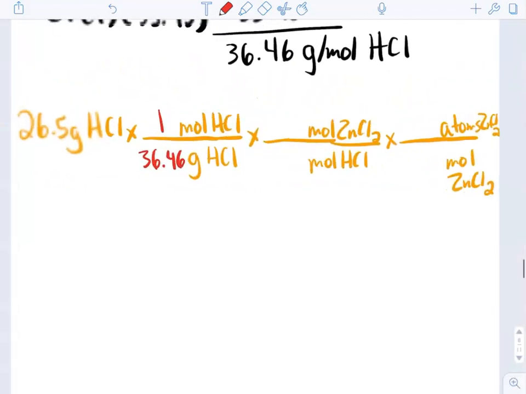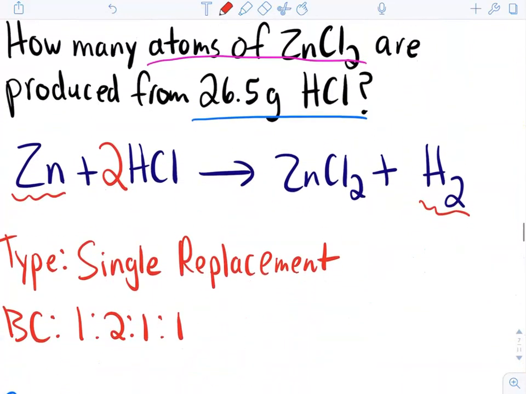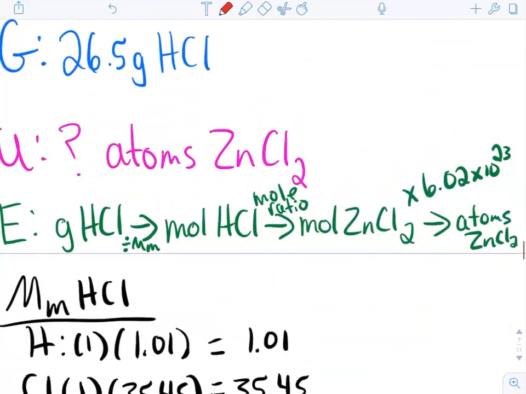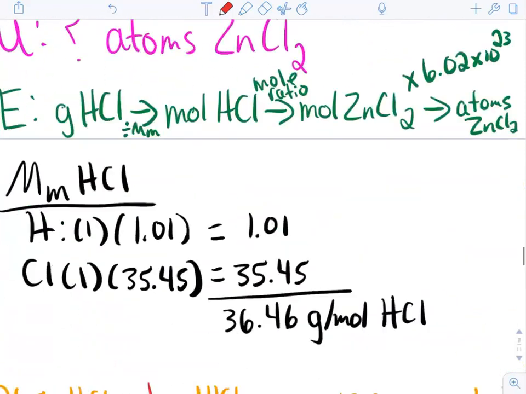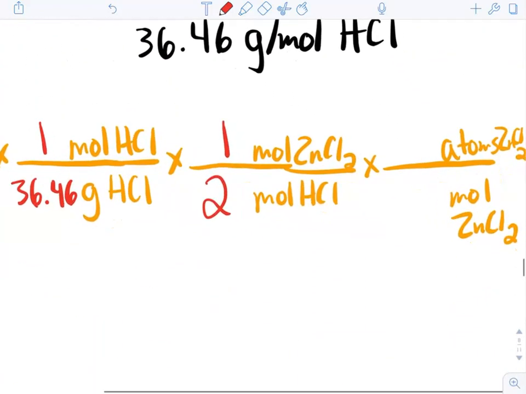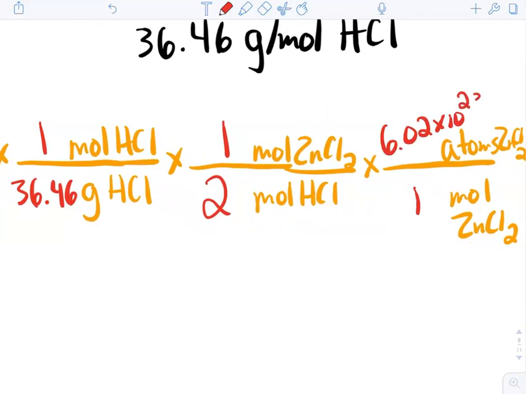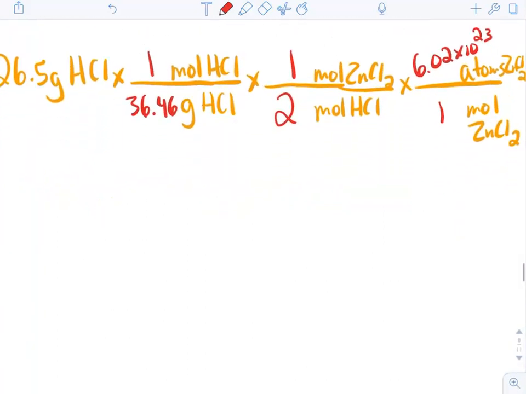Here we have to look at our coefficients. So in front of the HCl, there's a 2. And then in front of the zinc chloride, there's nothing, so it's understood to be a 1. Then we have 1 mole is 6.02 times 10 raised to the 23rd atoms. Okay? And then we plug that into our calculator.